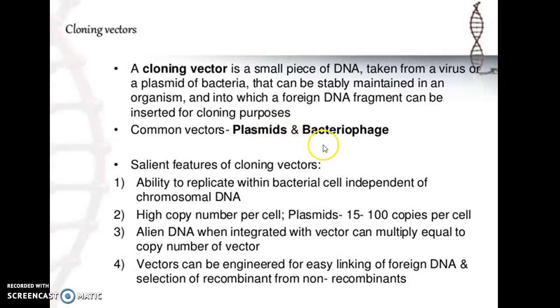Plasmids in bacteria, or viruses or bacteriophages naturally present in the bacteria, are the naturally occurring vectors we use in recombinant DNA technology. Along with these, some artificially synthesized vectors are also there. They are commonly used in recombinant DNA technology. We will discuss them also later.